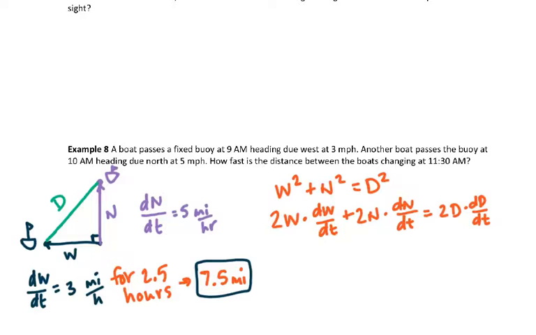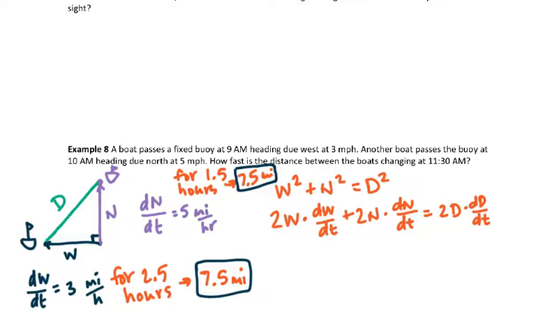Okay, and then we can do the same approach with the north boat. It starts a little later, at 10 a.m. versus 9, and it's going 5 miles per hour. So that would only be an hour and a half at 5 miles per hour. So that's going to give us a distance of 7.5 again? Interesting. Okay. Tortoise and the hare, I guess.